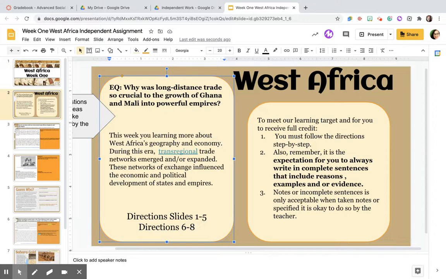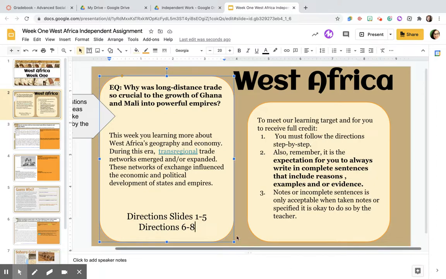Today I am going to go over with you the first part of the directions, covering slides 1 through 5. Now remember, to meet our learning target and for you to receive full credit, you must follow the directions step by step. And remember, it is the expectation for you to always write complete sentences that include reasons, examples, or evidence. Notes or incomplete sentences are only acceptable when taking notes or if the teacher specifies it is okay to do so.